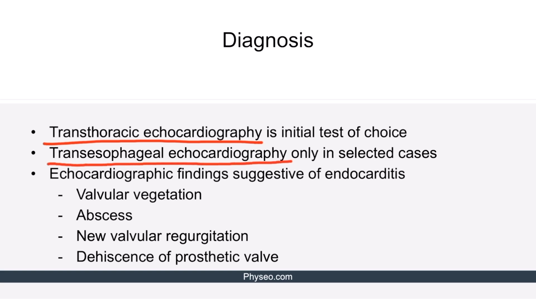Transesophageal echo is used only when the patient has high risk factors such as prosthetic valve, previous history of endocarditis, heart failure, or presence of an intracardiac complication. Additionally, TEE can be used when TTE findings are inconclusive with high clinical suspicion. Findings in echocardiography that are indicative of endocarditis are presence of an intracardiac mass consistent with valvular vegetation, presence of a hypoechoic lesion indicative of an abscess, new valvular regurgitation, or dehiscence of a prosthetic valve.